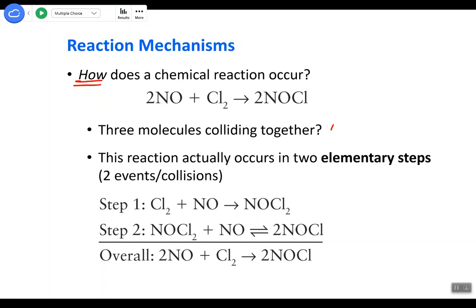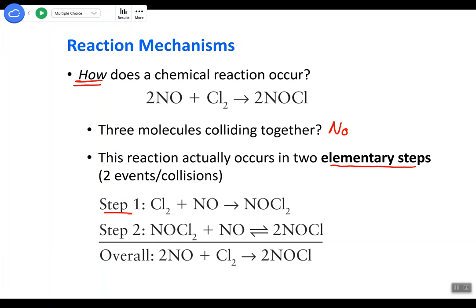Well, no. It would be statistically very, very, very low to get three molecules to collide at exactly the same moment in just the right orientation for any meaningful reaction to happen. What actually happens is that the reaction occurs in two elementary steps. So this is the first term that we need to know and understand and to be able to apply. An elementary step is an event. It's one action, one tiny step in the process.